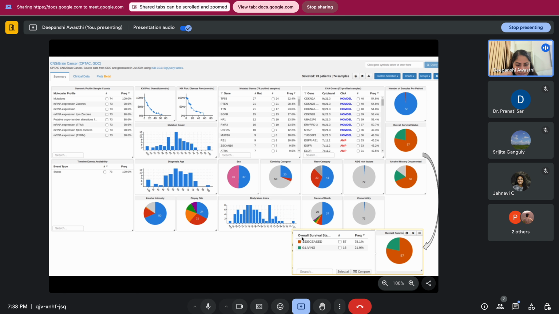It will tell you that 1 is deceased and 0 is living. Deceased means how many have died. Out of 74 patients, 57 have died of this cancer from which the sample was collected, and living are 16. So all these analyses have already been done in one place. You can simply go and analyze it. This is the advantage of cBioPortal over TCGA. Instead of going to TCGA, you can simply go to cBioPortal. It will make your analysis easier, and there are multiple things you can explore. I will provide you the link.